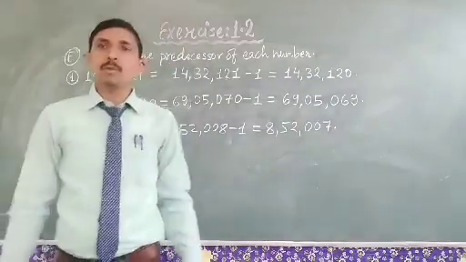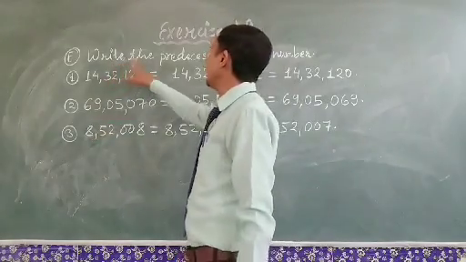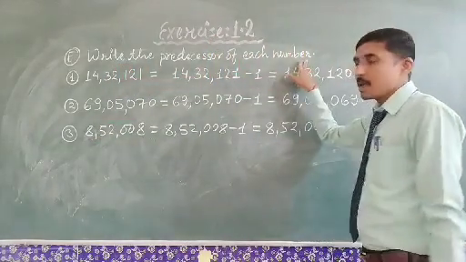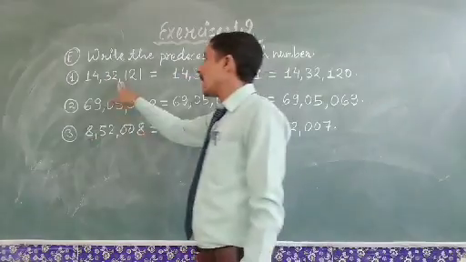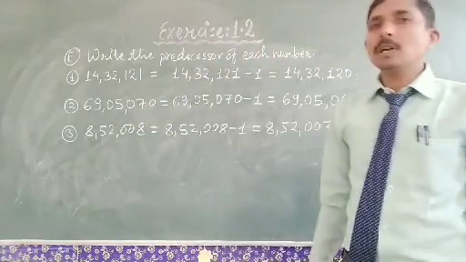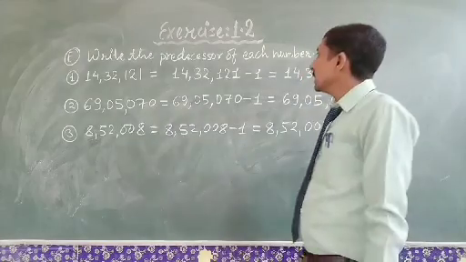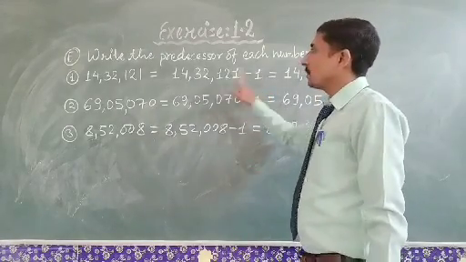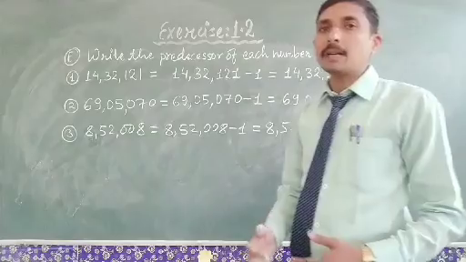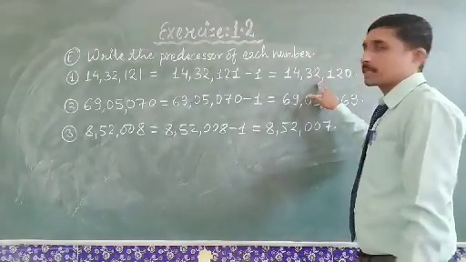Okay, now we come to question number E of the same exercise. In question number E, write the predecessor of each number. What we have to do? We have to write the predecessor of each number. We all know the predecessor of a number is obtained by subtracting 1 from the given number.